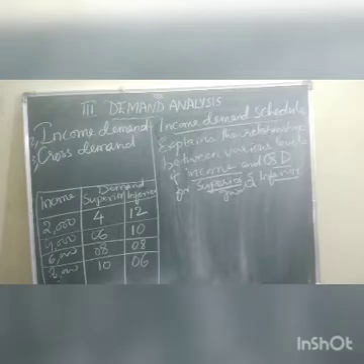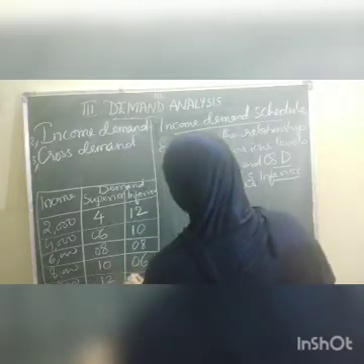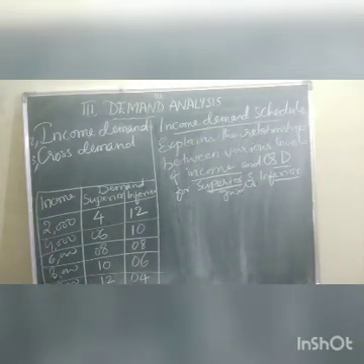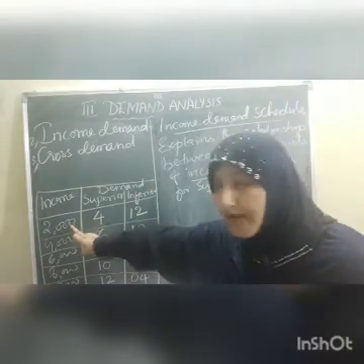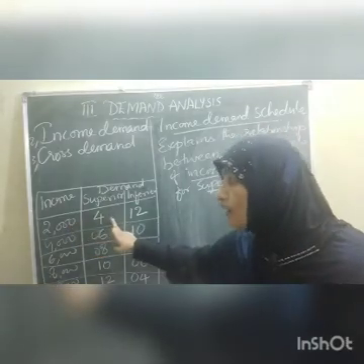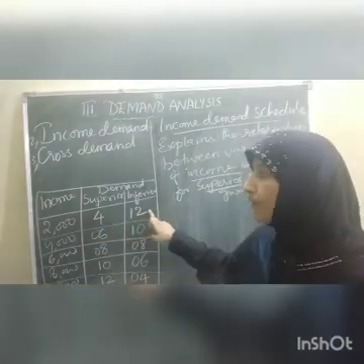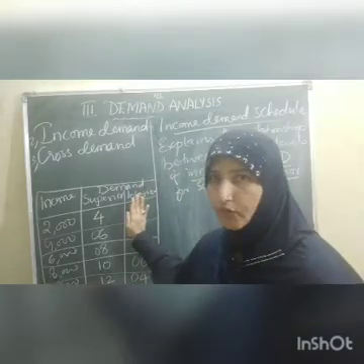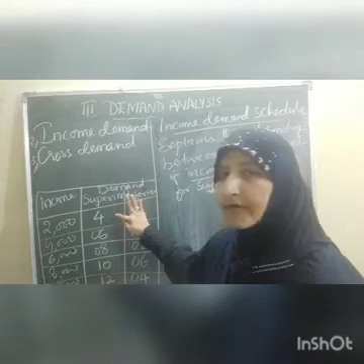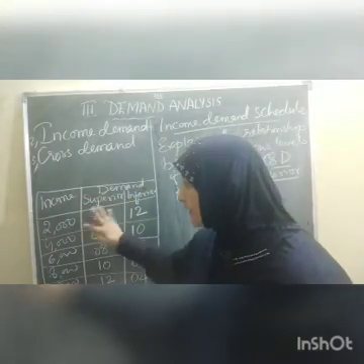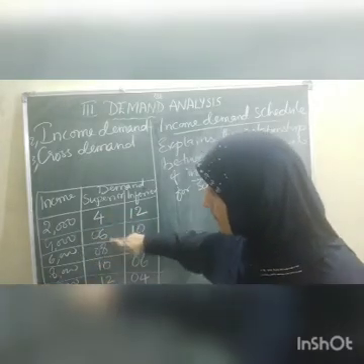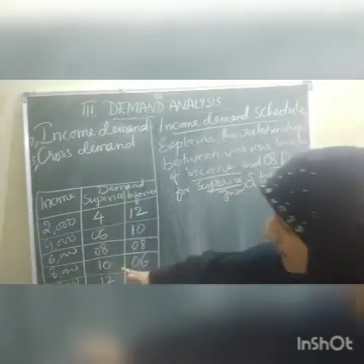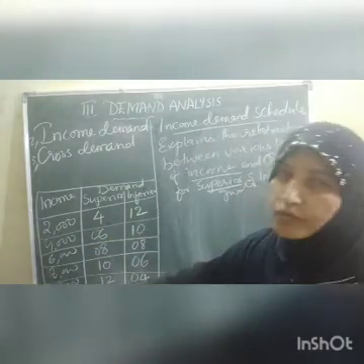What are we understanding, children, by observing this table? We are understanding that when the income of the person is less, he is purchasing less superior products and more inferior products. If the income is less, superior products purchasing is less. If the income is increasing, his purchasing of superior goods is more. Income increases, superior goods increase.